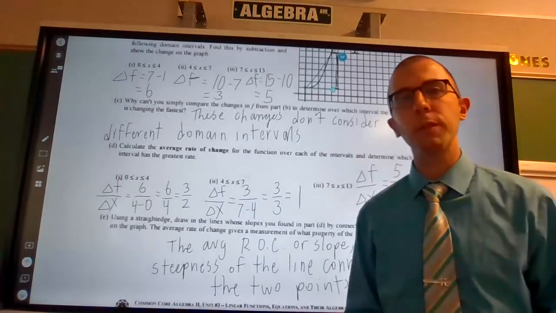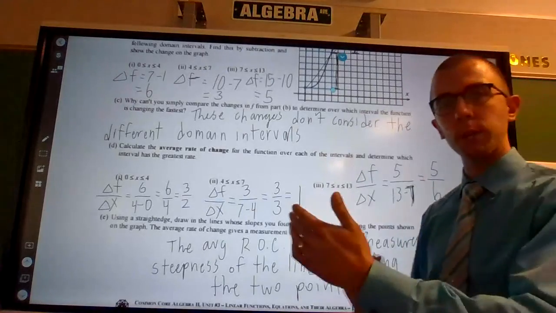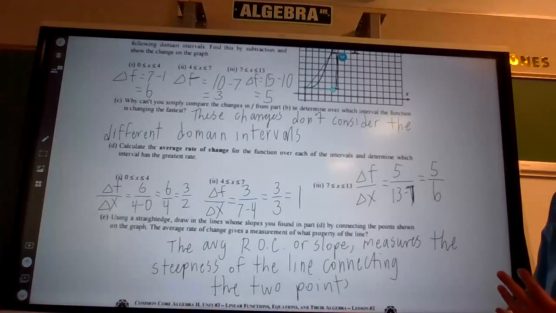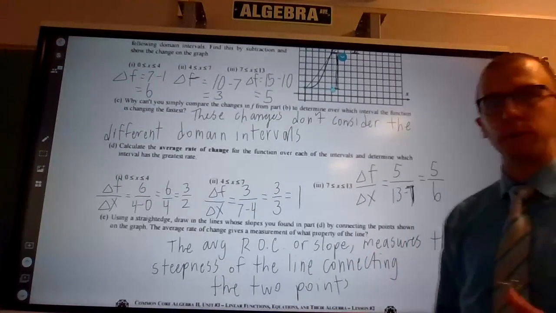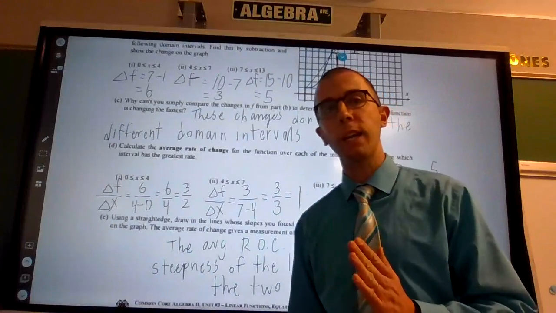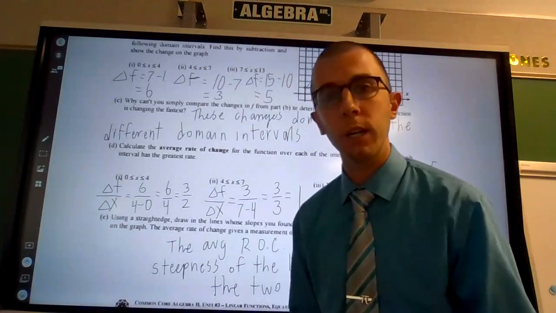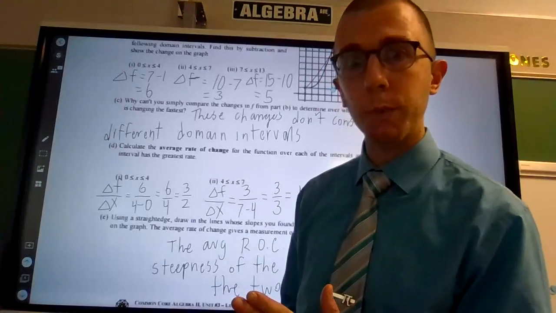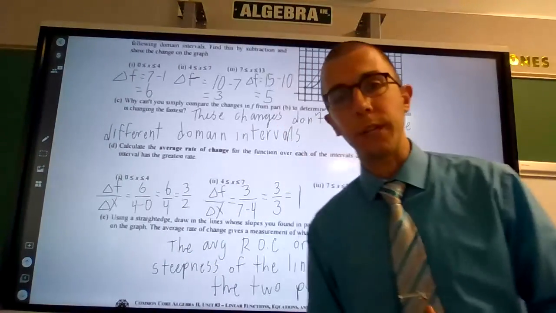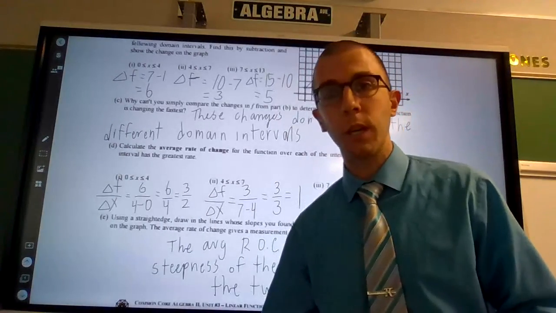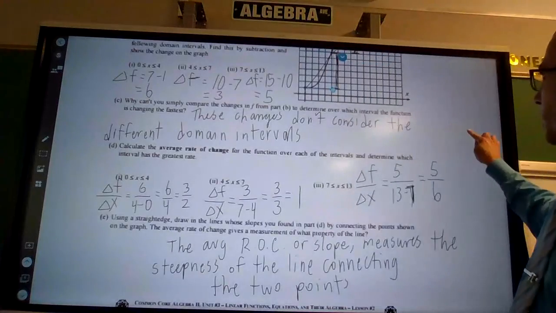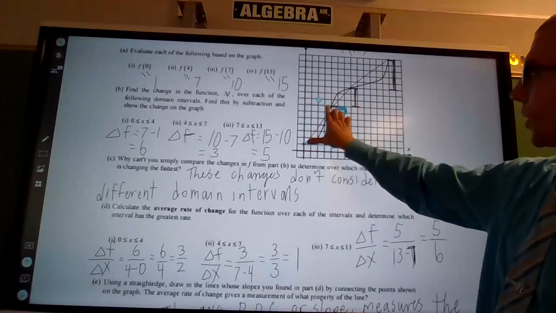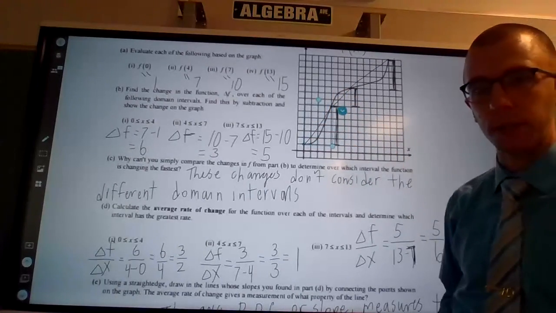Okay, the average rate of change or the slope, those terms are technically interchangeable. The average rate of change or slope measures the steepness of the line. The steeper the line, the greater the rate of change. The faster that function is changing. The steeper the slope, the steeper the line, means that that function is changing faster in that interval. So the function, again, is changing the fastest in this first interval because it has the greatest rate of change. It's the steepest section.